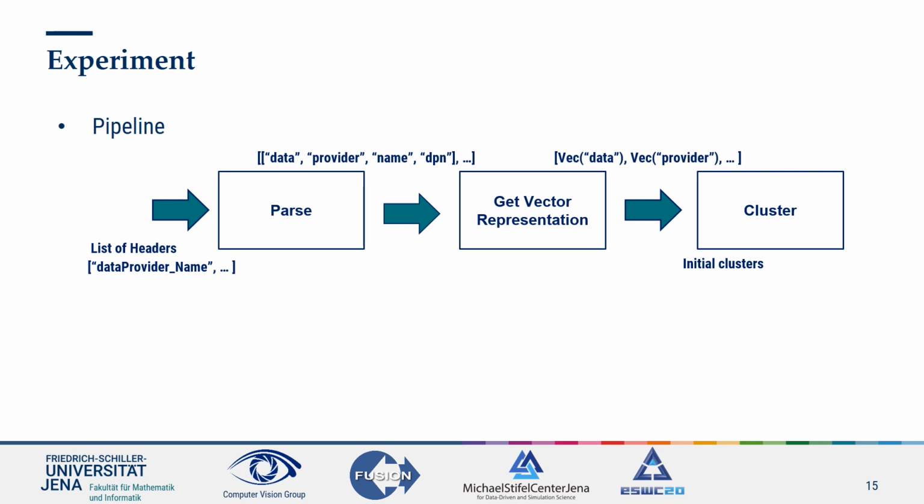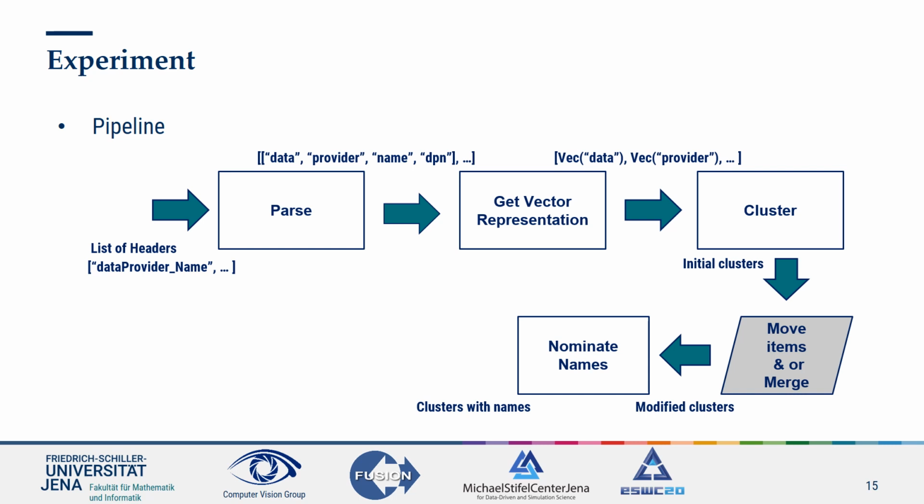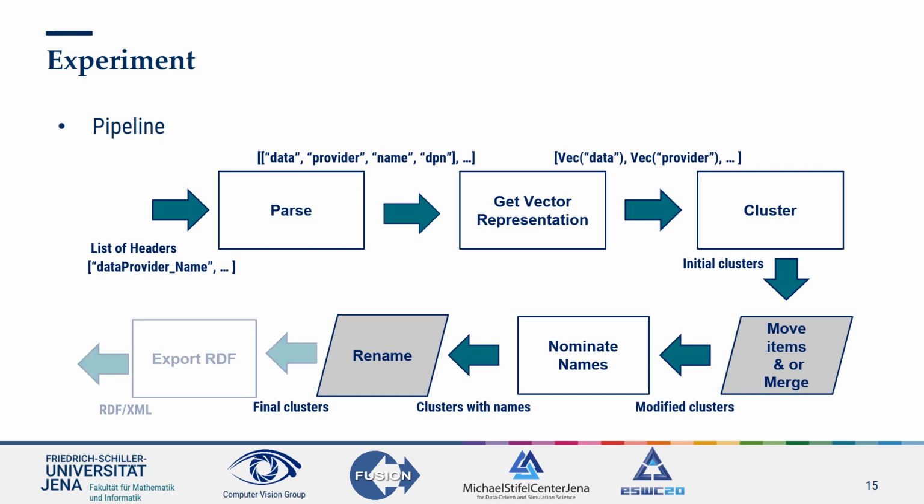In the next step, we let the user merge some clusters or move items from one cluster to another. Afterwards, nominate name would try to find a common word among the cluster members and select it as a cluster name. In the next phase, the user can revise the clusters and override the auto-generated name. Finally, the user can export the output as an RDF XML file.